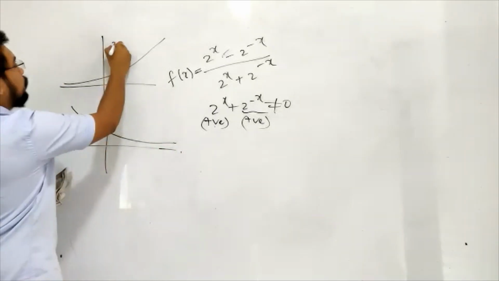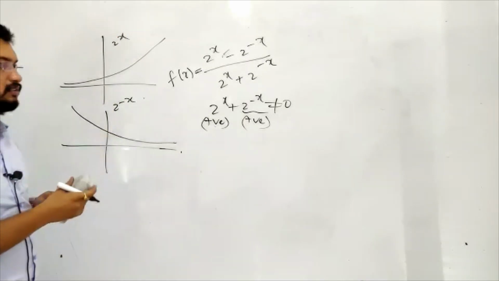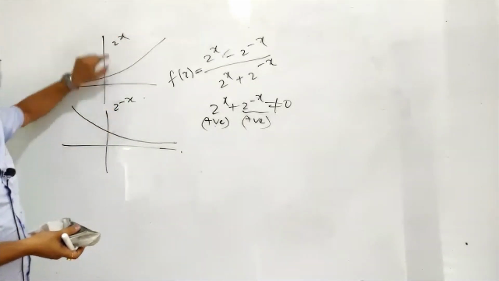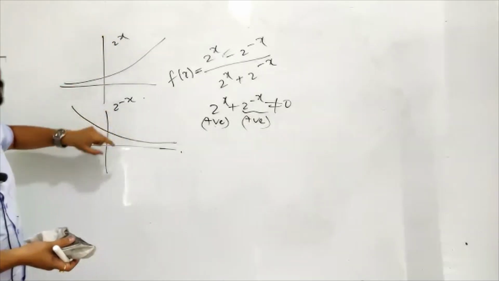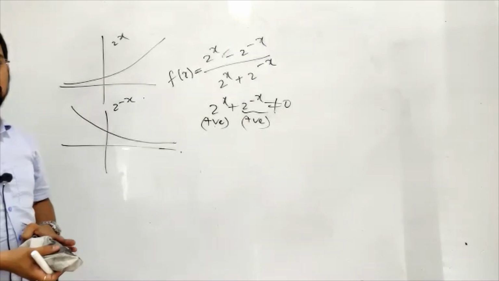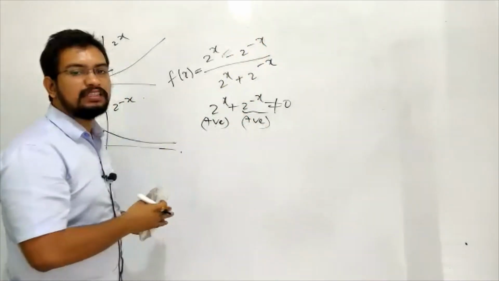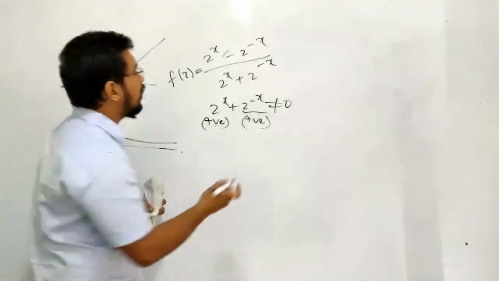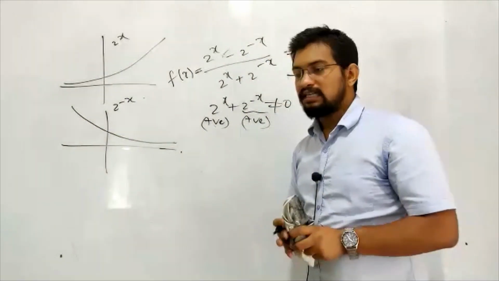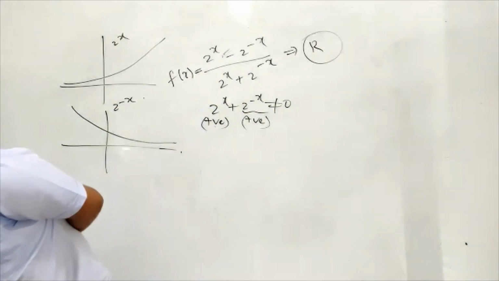This is the graph of 2 power x. This is the graph of 2 power minus x. We'll be discussing this in the graph section. If we look at both, it is never going below the x-axis. So this is always positive. Positive plus positive will always be positive, which is never equal to 0. So the answer for this will be the entire real number set.